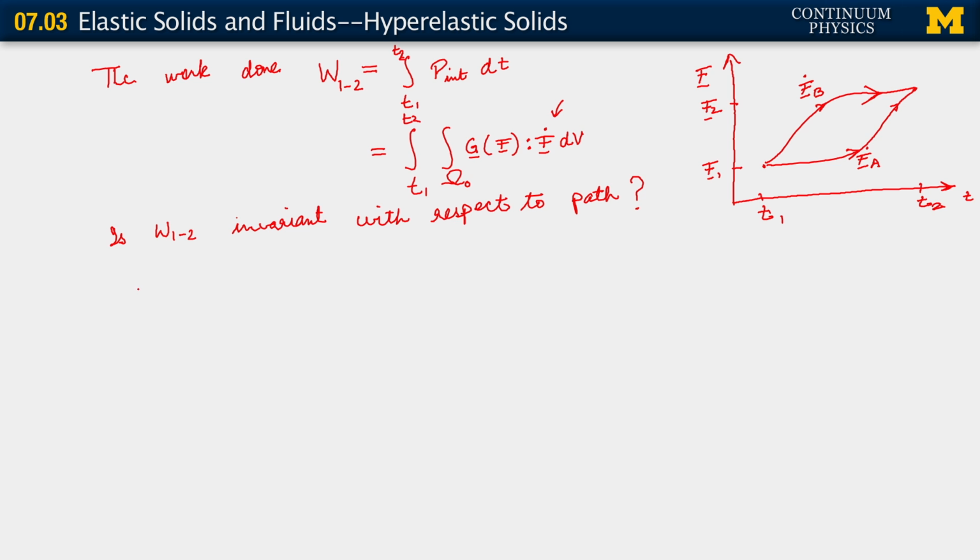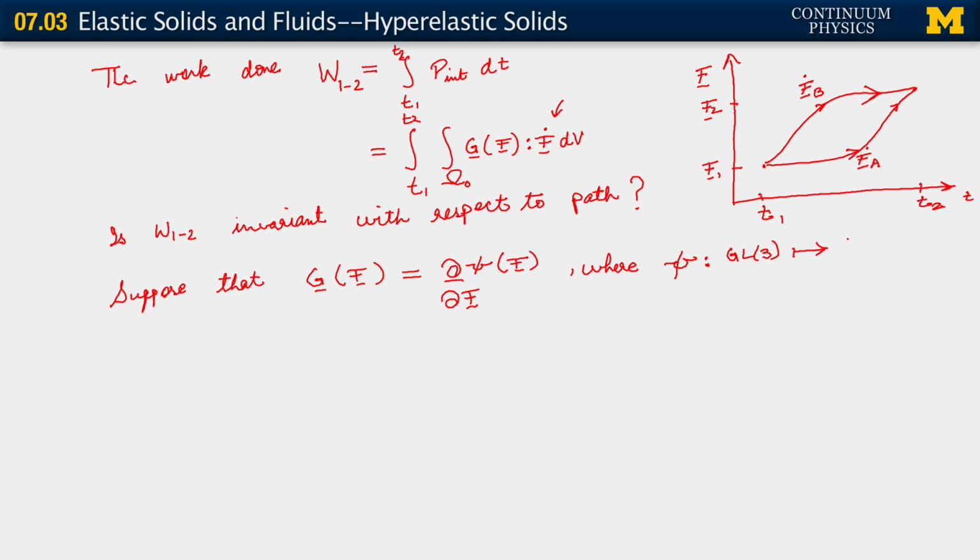To consider that, let's suppose that our constitutive function for the Green elastic solid, G of F, can be obtained as the derivative with respect to F of some scalar function of F, psi. Psi is a mapping that starts out with GL3, because its argument is F, which is a tensor, a general linear transformation in 3 dimensions. It's mapped from there to the space of reals, because it's a scalar.